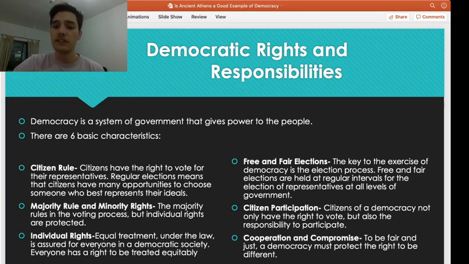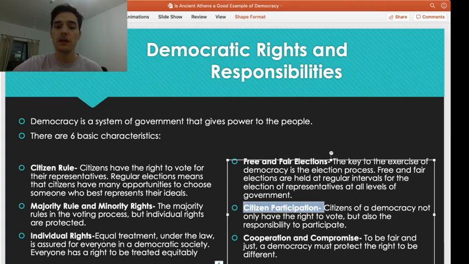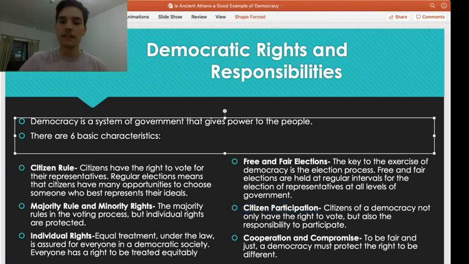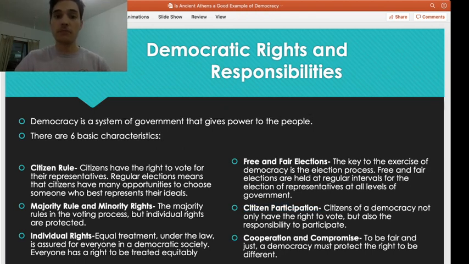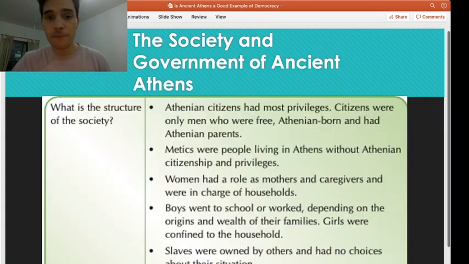Free and fair elections, right? That means everyone is entitled to the election process. They're held regularly. People don't have power for too long. Citizen participation is huge in a democracy. Without citizen participation, it's not actually a democracy. Of the people, by the people, for the people. And the last one is cooperation and compromise. To be fair and just, they have to protect the right to be different and to disagree.